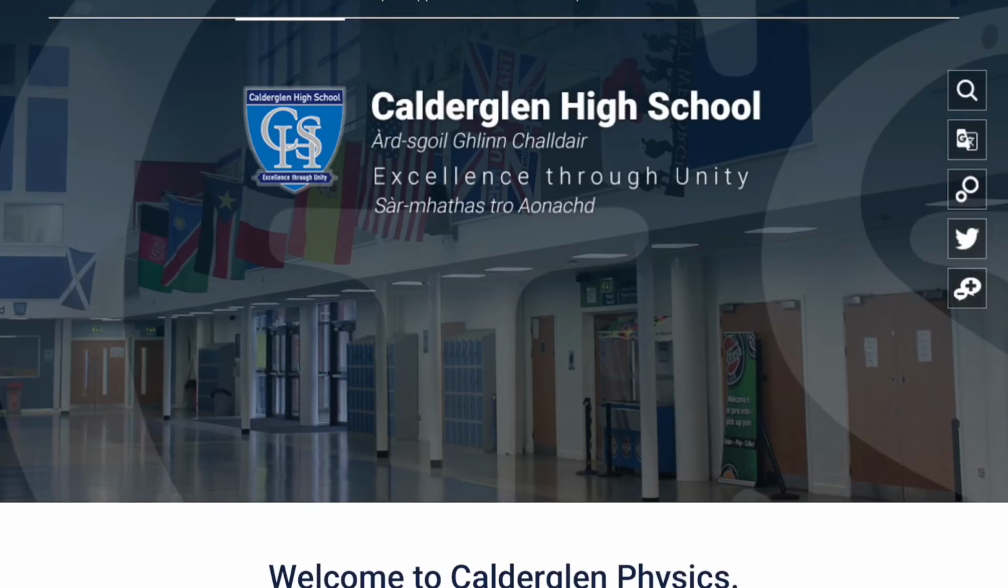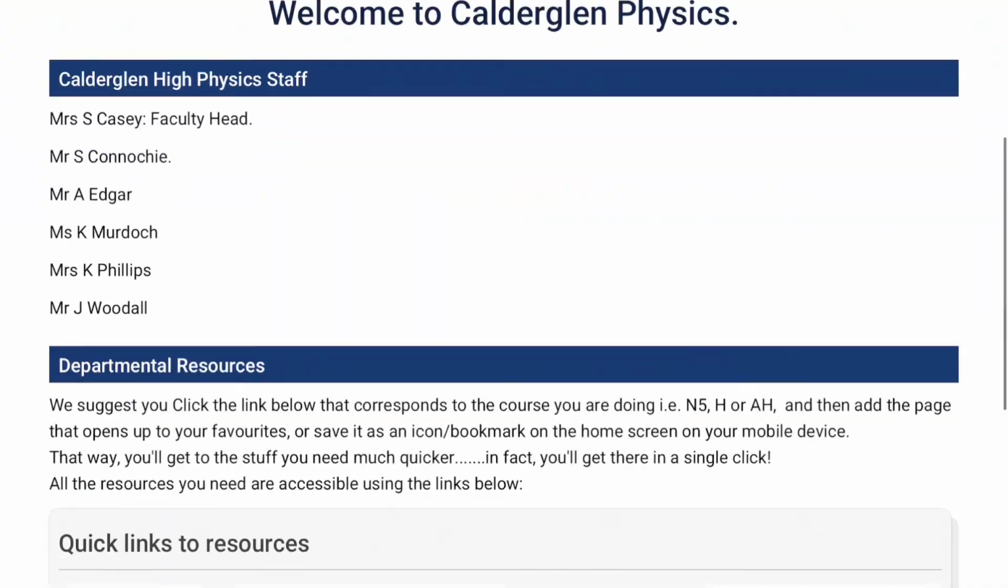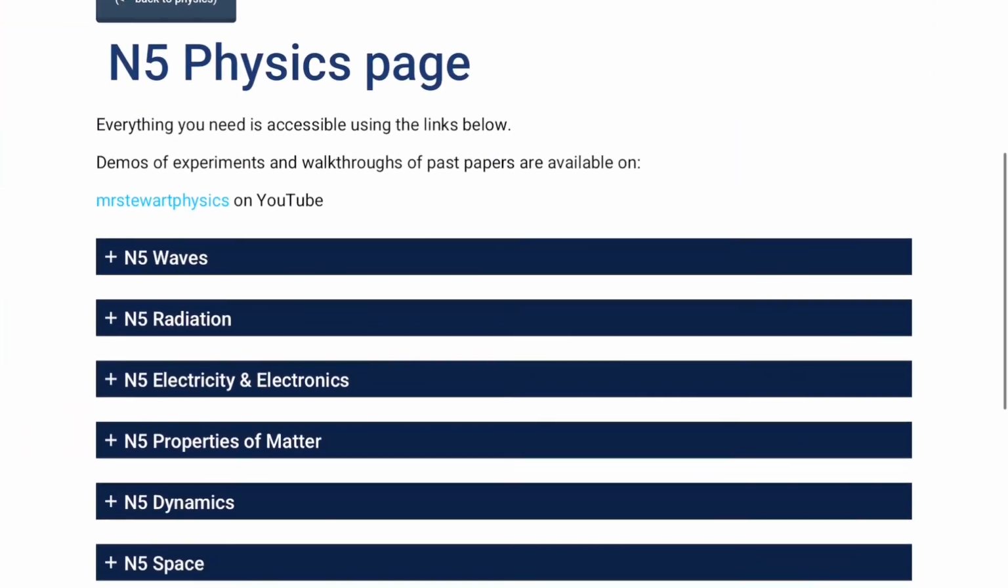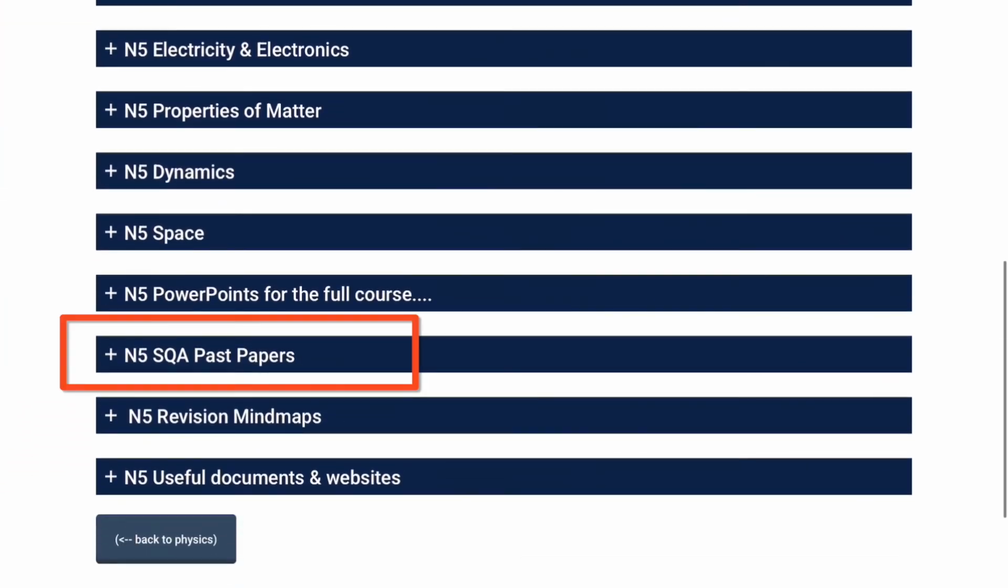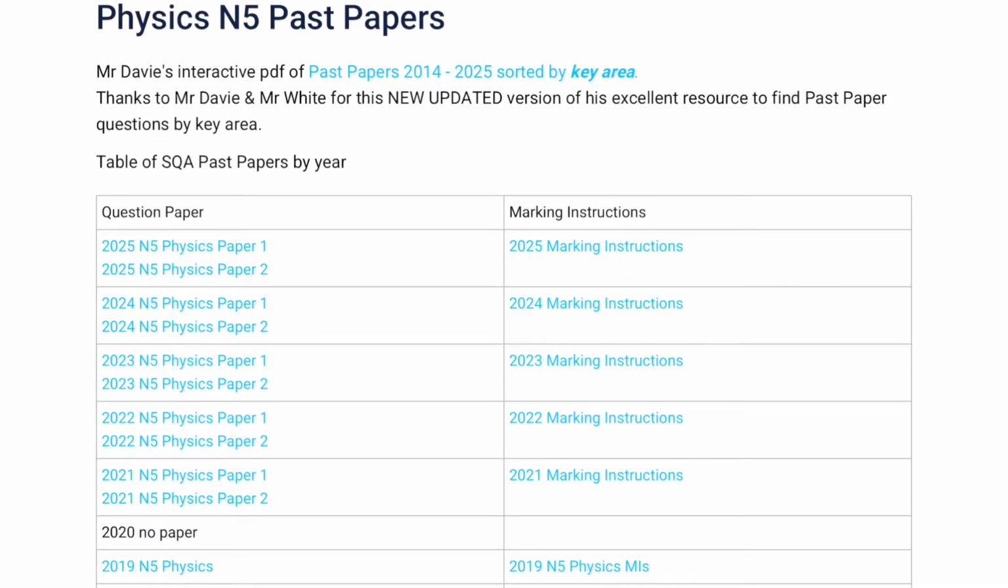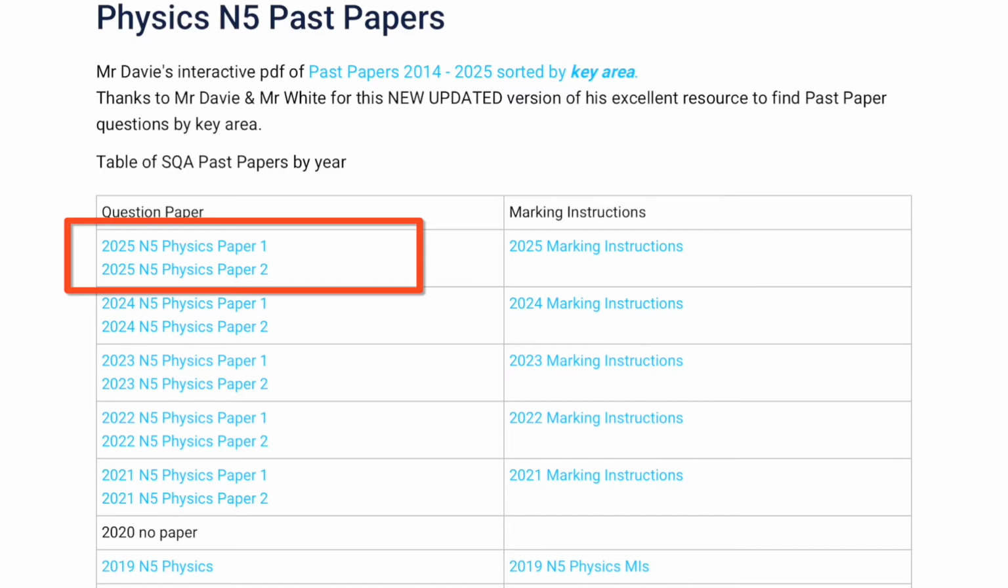Now, all these papers are available, of course, on the SQA website, but they're also available on my school website. It's called the Glen High School Physics page. I'm going to click on the National 5 page, scroll down to N5 SQA past papers, and it's the first one in the table there.